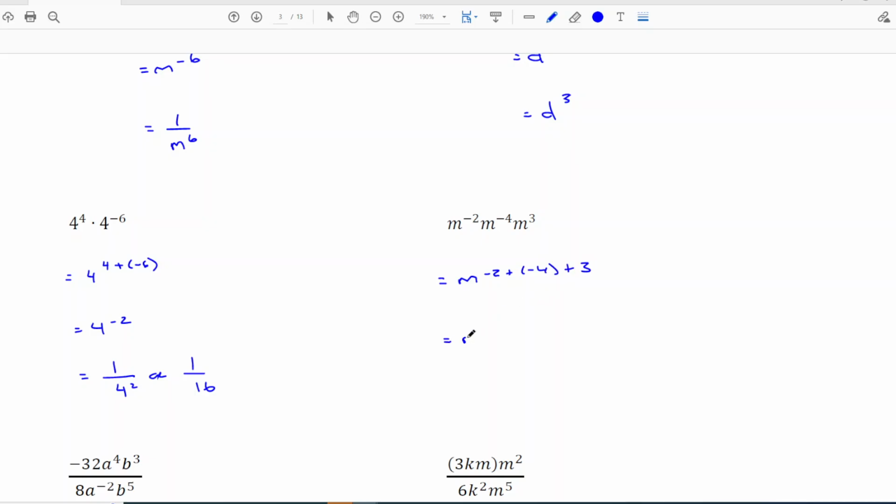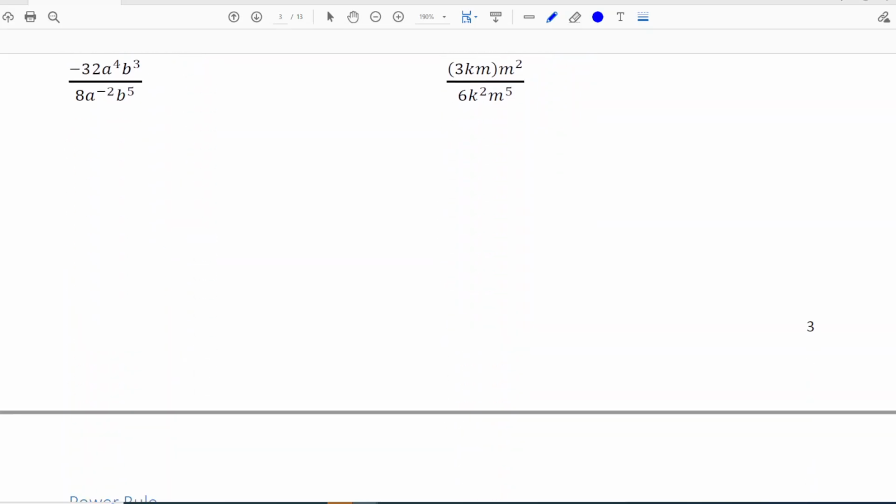So then this is going to give me m to the negative 6 plus 3, which is negative 3. And then again, I want to answer with a positive exponent. Alrighty.